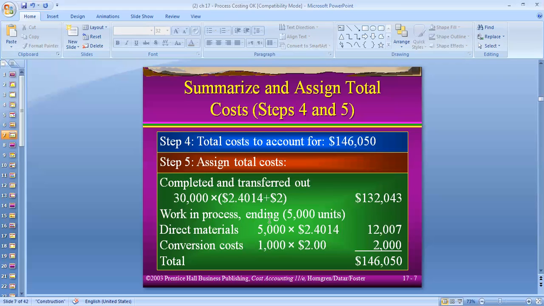Work in process for ending work in process, 5,000 units. Regarding material, they are 5,000. But regarding conversion cost, 5,000 times 20%, I said 1,000. This is multiplied by cost per unit for material, and this is multiplied by cost per unit for conversion cost. I got the total 146,050. This is the total cost I began with.